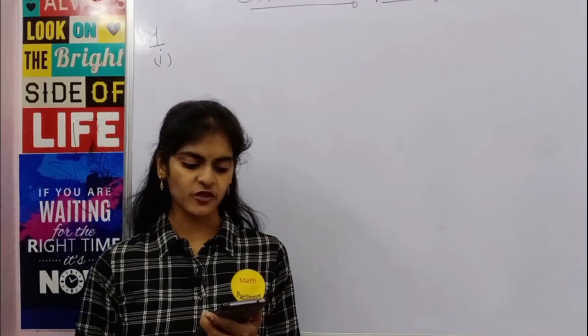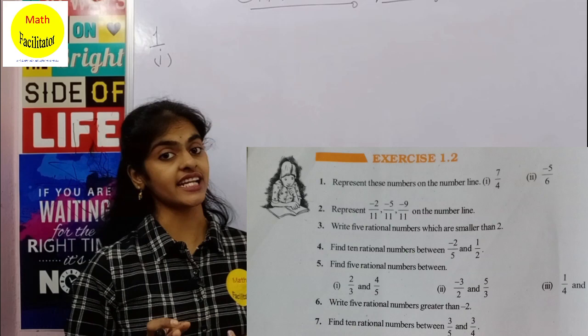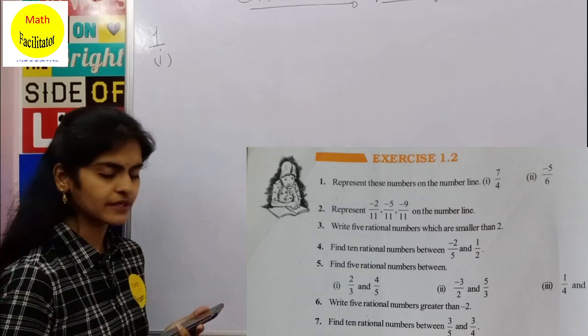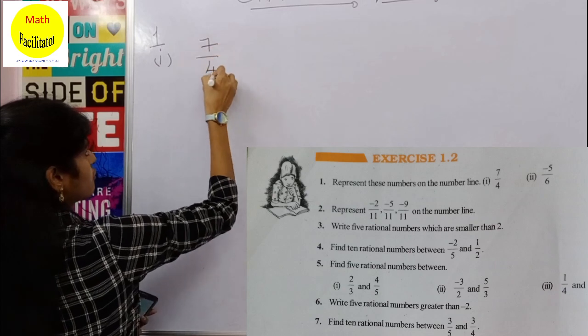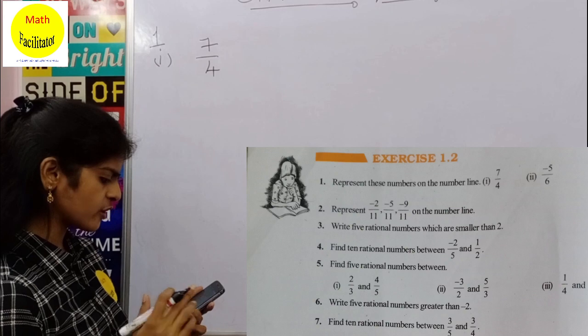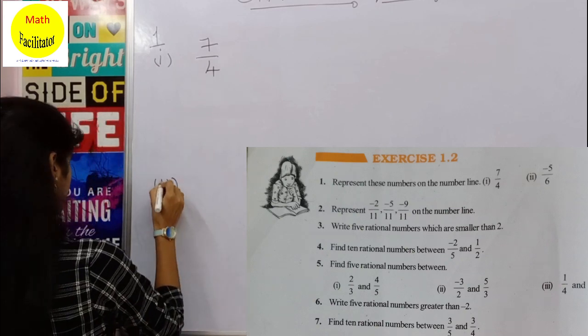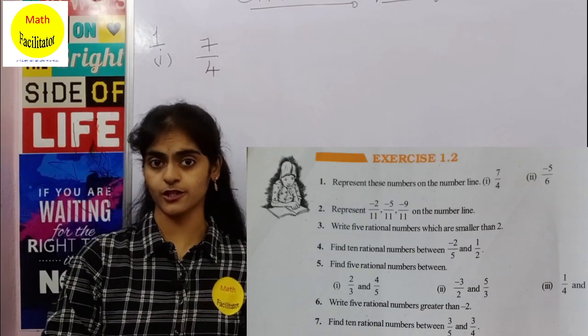So the first question of exercise 1.2 is: represent these numbers on the number line. The first number is 7 upon 4. So you have to represent 7 upon 4 on the number line. Clear? And the next bit of the same question is minus 5 upon 6. So let us do these two bits now.